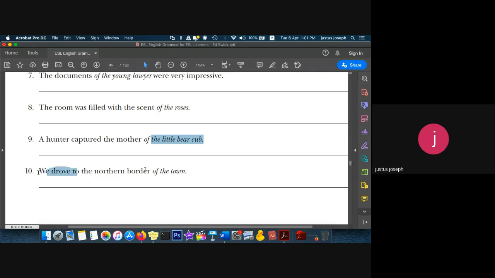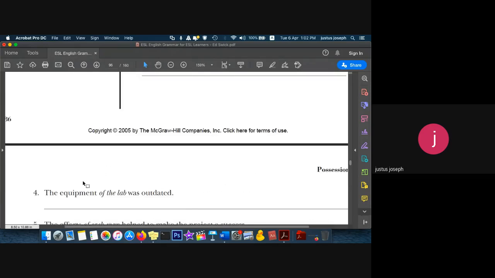Next one. We drove to the northern border. Northern border of whom? Yours? Mine? Whose? Of the town. Town's northern border. So say it like that. We drove to the town's northern border. Very good. Did you get it? Did you understand this now? Yes, sir. Okay. Thank you, sir.